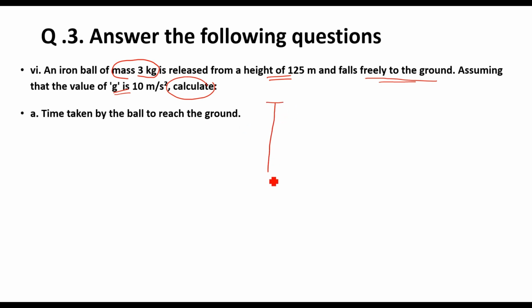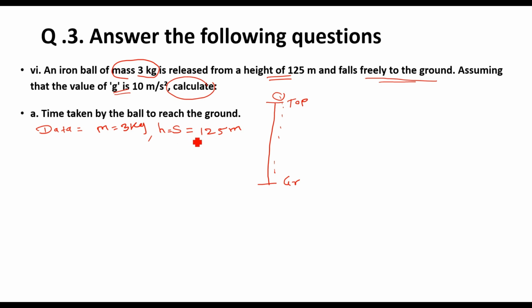Assuming the situation, here we can say it is the ground, and here is the top from where the ball is to be released. If the ball is released, it will come down to the ground. So what data do you have to write? The first column will be the data, and I will transfer the data here. Mass is equal to 3 kilograms, height is s, which is 125 meters, where h is equal to s.